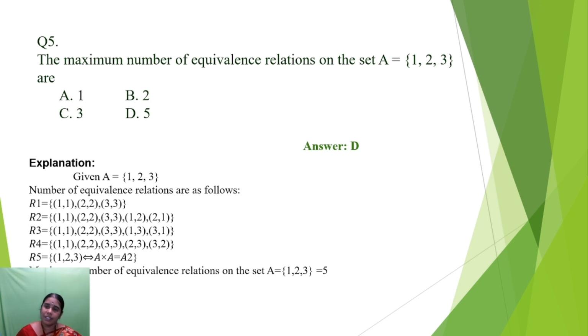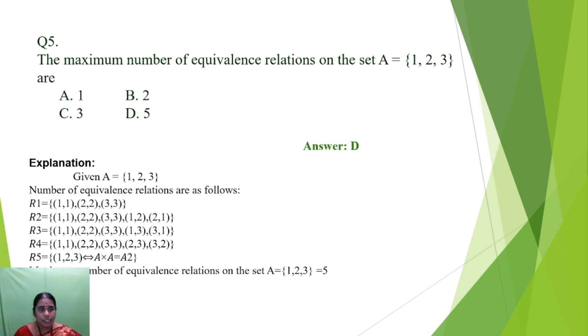Then the second possibility is (1,3) and (3,1). Next, (2,3) and (3,2). Next there is another one, which we can calculate as A square, A into A. It means all the pairs: 1 to 1, 1 to 3, 2 to 1, 2 to 3, etc., which implies A square, A into A, all the 9 values.